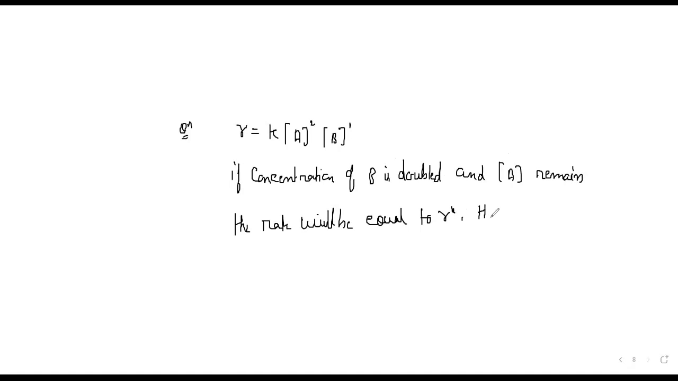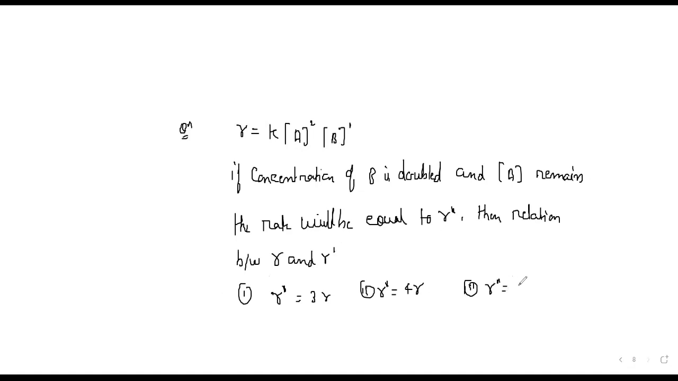Then what is the relation between R and R dash? I'm giving you some options so that you will be able to solve the question. First, R dash value will be equal to 3R. Second, R dash will be equal to 4R. Third, R dash will be equal to 2R. Fourth, R dash will be equal to 8R. Please solve.